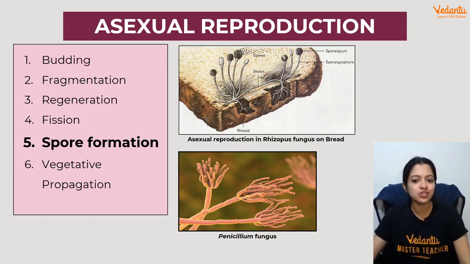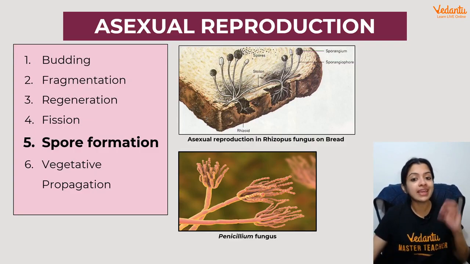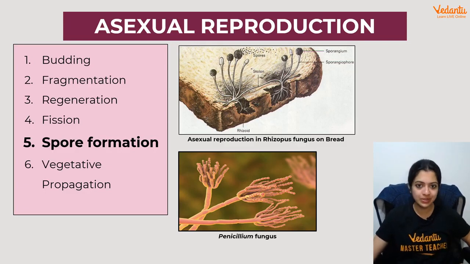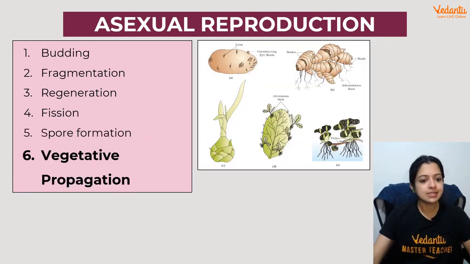But this is how structurally they would look like: stolon, and they've got spores, sporangium and sporangiophore and all of those. They can release spores, and those spores can develop into newer fungal individuals. This is how fungus easily spreads around rotting and stale organic material. Okay? So this is spore formation.